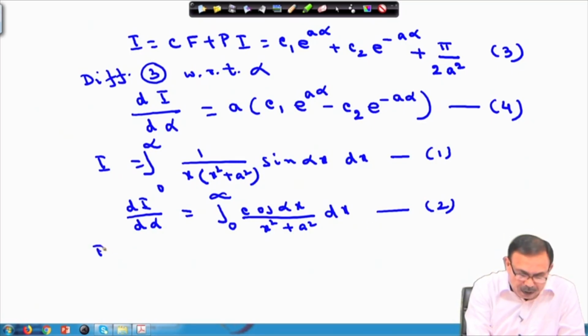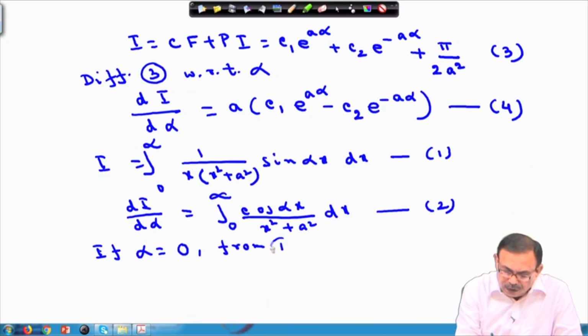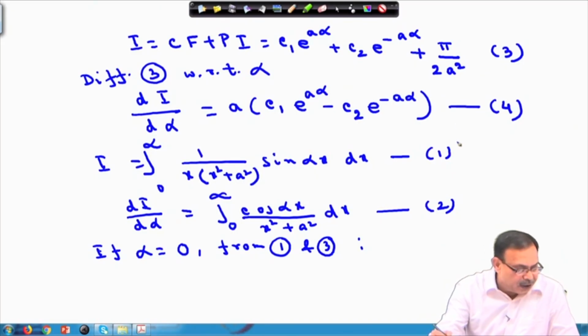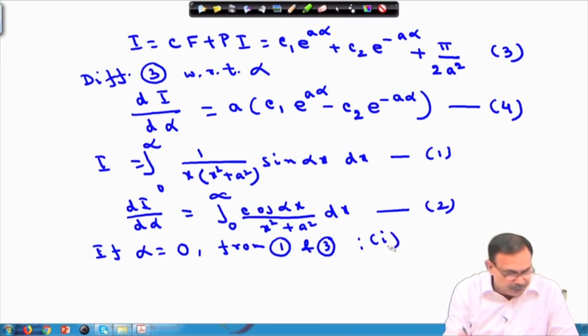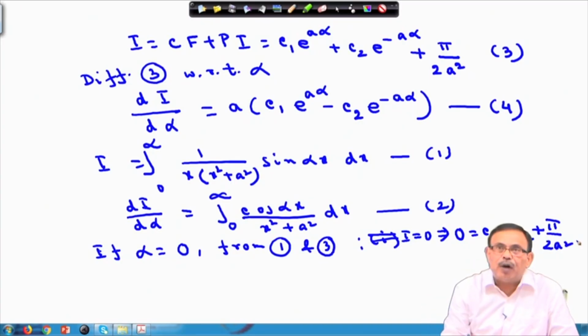You please see here, if alpha equals 0, then from 1 and 3, what you will get? From 1 and 3, whenever alpha equals 0, you will obtain one equation. Because both are of I, I equate them. In one case your I will become, whenever alpha is 0, this side will be 0. Whenever alpha is 0, your I is 0. Therefore, you will obtain 0 equals C1 plus C2 plus π/2a², because e power will vanish when alpha is 0. So, you are obtaining one equation in C1 and C2: 0 equals C1 plus C2 plus π/2a².